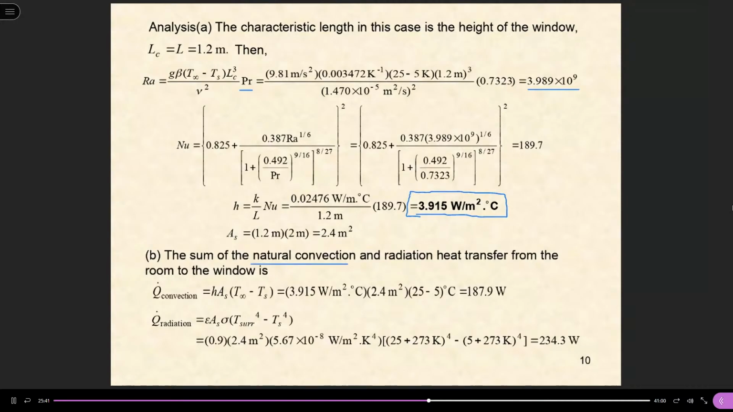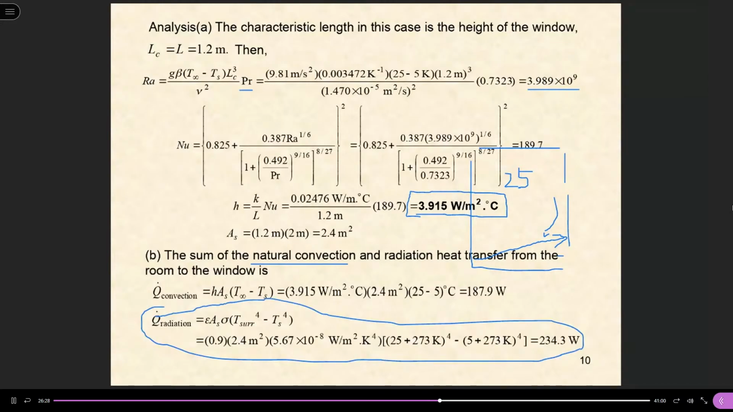Anyway, once you know this natural convection, you can also calculate the radiation. This is the window, and then you have the room. The room is at 25. The heat transfer is partially by convection, partially by radiation from the room to the surface. And this is the equation to approximate the radiation from the room surface to the window. This figure gives you an idea that radiation transfer is a bigger portion than convection heat transfer from the room to the window surface. This is the case in a cold climate.